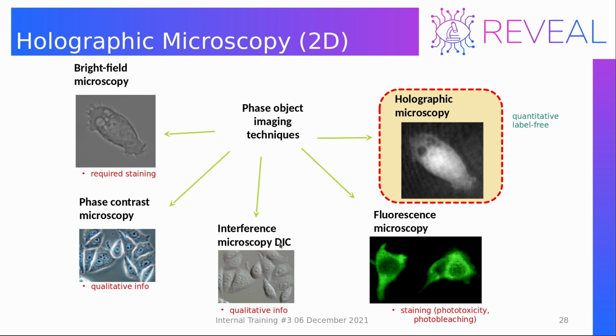There is interference microscopy, the DIC, but this is the same. This is only qualitative information. This is only visualization of the phase, not the measurement of the phase. We have fluorescence microscopy, which of course needs staining, and there is phototoxicity and photobleaching. So when compared to these techniques, holographic microscopy offers a lot. It offers quantitative measurement and is label-free, without any staining.